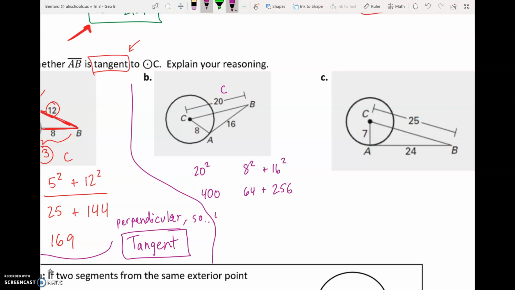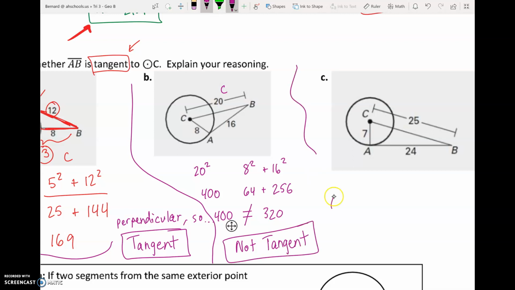So if we add those two together, we'll get 400 on the left, but on the right, we get 320. That's way less than 400. So obviously these do not equal. And when they do not equal, that means it's not a right triangle, so it cannot be tangent. So when they do not equal, we can say AB was not tangent.